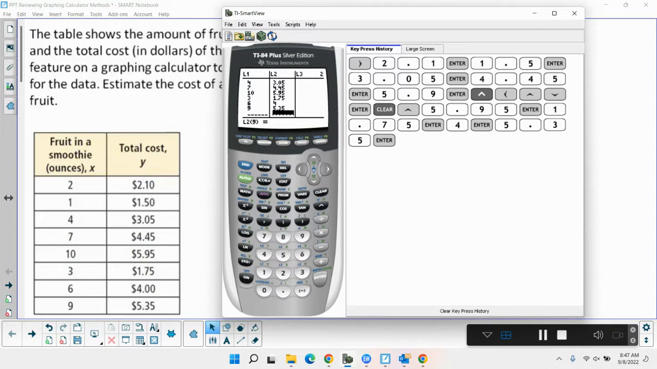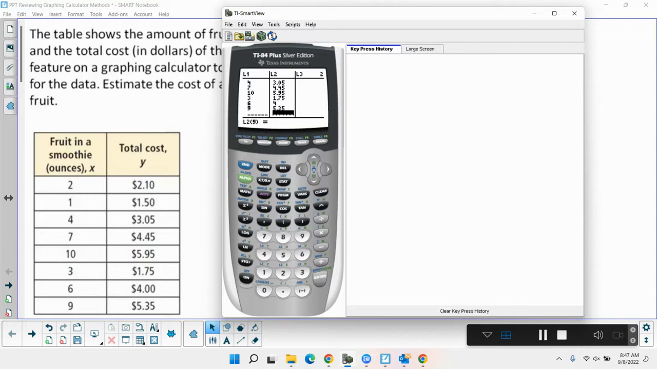So I'm going to clear all that out again. I'm just going to go up and make sure. So I got a 9 and a 5.35. That's right. A 6 and a 4, a 3 and a 1.75, a 10 and a 5.95, 7 and a 4.45, 4 and a 3.05, 1, 1.5, 2, 2.1. Okay? So I just like to check to make sure I got the right numbers, because if I don't have the right numbers, I'm not going to get the correct equation. Questions? That's pretty easy, right?